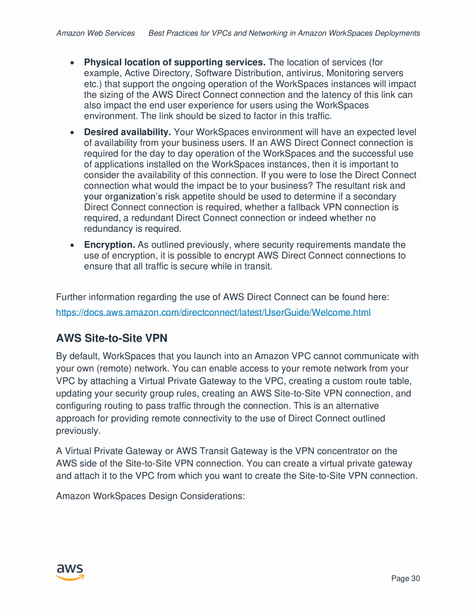Desired availability. Your WorkSpaces environment will have an expected level of availability from your business users. If an AWS Direct Connect connection is required for the day-to-day operation of the WorkSpaces and the successful use of applications installed on the WorkSpaces instances, then it is important to consider the availability of this connection. If you were to lose the Direct Connect connection, what would the impact be to your business? The resultant risk in your organization's risk appetite should be used to determine if a secondary Direct Connect connection is required, whether a fallback VPN connection is required, a redundant Direct Connect connection, or indeed whether no redundancy is required.